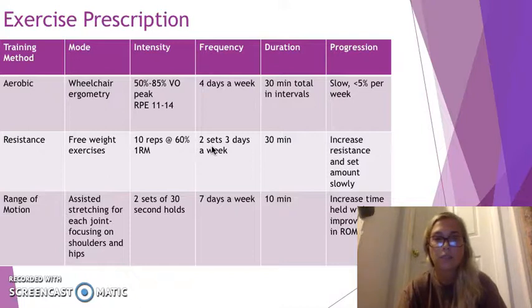And then his range of motion, to increase that, have assisted stretching, focusing on his shoulders and his hips, his most important joints, and have 2 sets with 30-second holds, 7 days a week for about 10 minutes, and then we can increase the time with improvements in his range of motion.